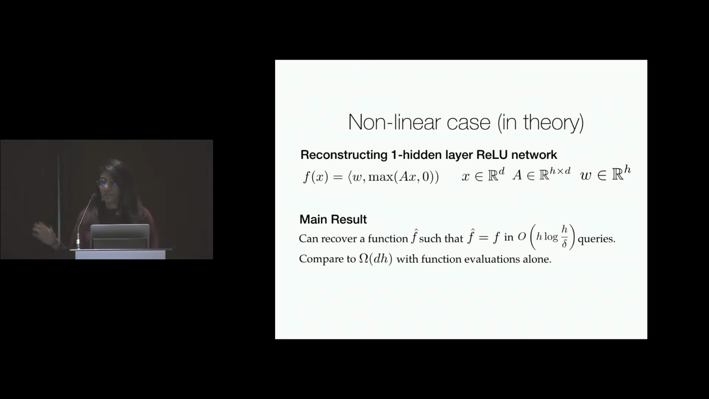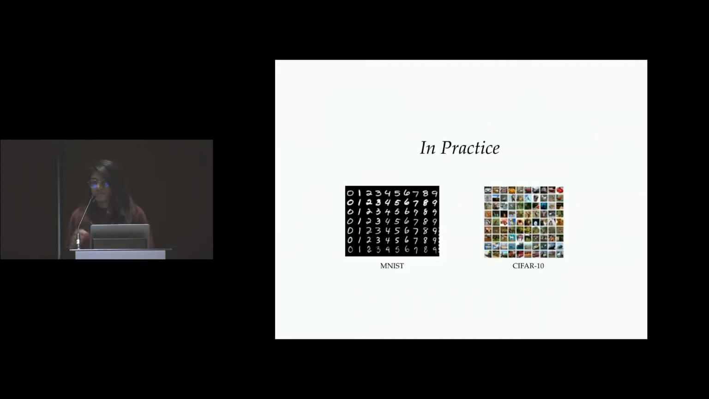We give in the paper a near optimal algorithm that's sort of a randomized binary search that I can't go into, but I encourage you to look at the paper for that. Of course, in practice, we use far more complex models. So we also give a simple heuristic for reconstructing models, and we test it out on standard image classification benchmarks.